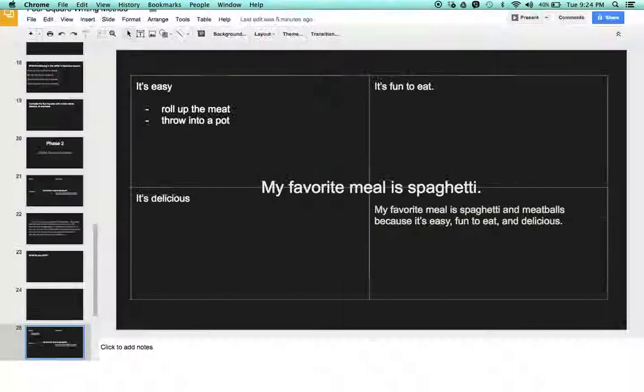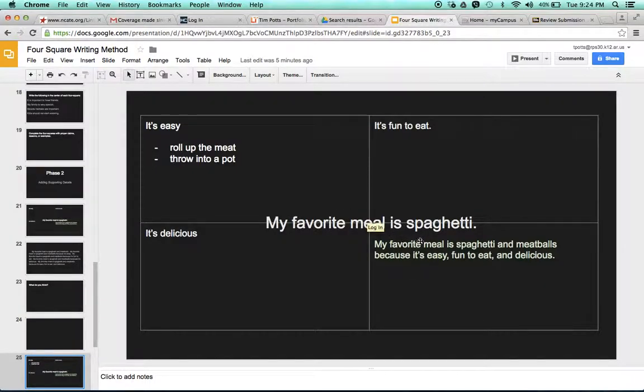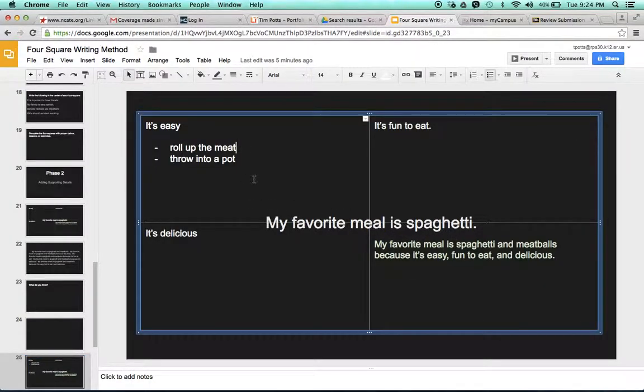So the next thing we need to do is add supporting details. So if I'm going to say my favorite meal is spaghetti, I'm just going to give you 3 examples of supporting details for each of my reasons. So all I'm doing right here is putting a little dash. You could put a bullet point if you wanted to on your paper, but I'm just writing 3 reasons why it's easy. It's kind of like my justification for the claim. So you roll up the meat, you throw it in a pot, and you pour the store-bought sauce over it. So that's a simple process. Those are 3 details on why it's easy.